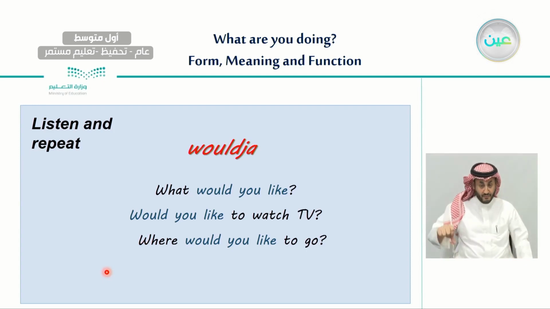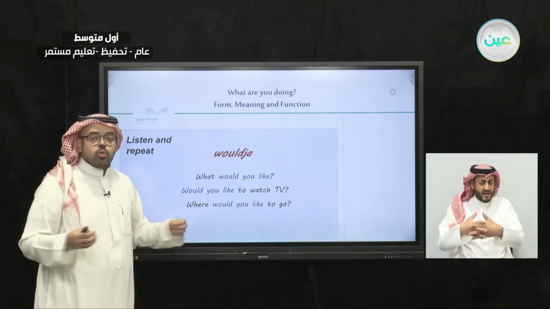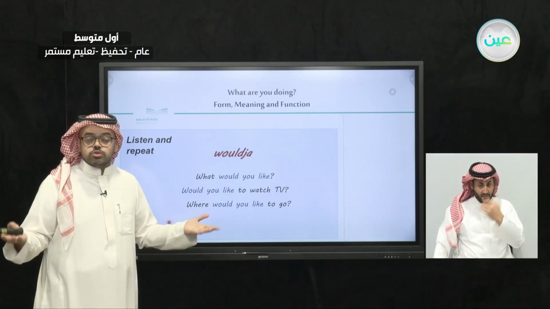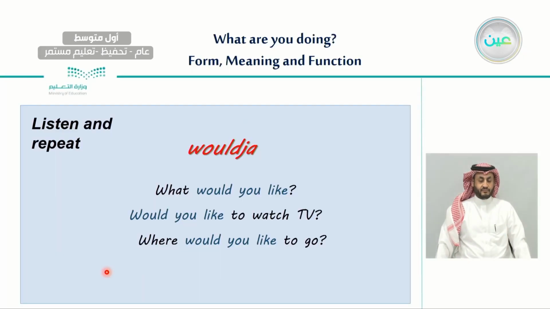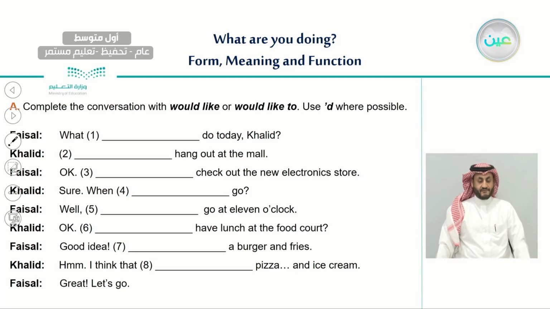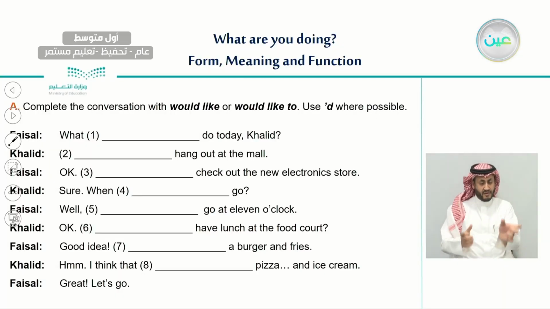You see here, there is a difference if we say, where would you like to go, or where would you like to go. So this is to speak more naturally and also to speak as a native. Actually, in pronunciation, we pronounce would you as would you, okay? Now, let's move on to page 71 and try to answer the questions. We have a very interesting exercise here. We're going to complete the conversation between Faisal and Khalid with would like to, and we can use the contraction apostrophe D where possible.